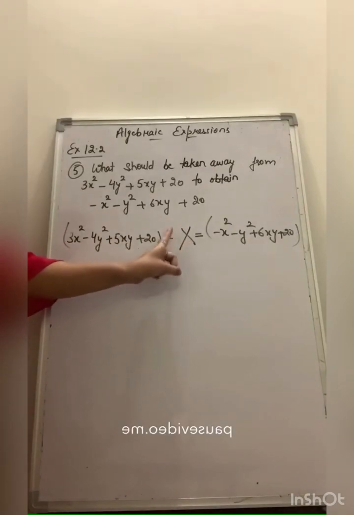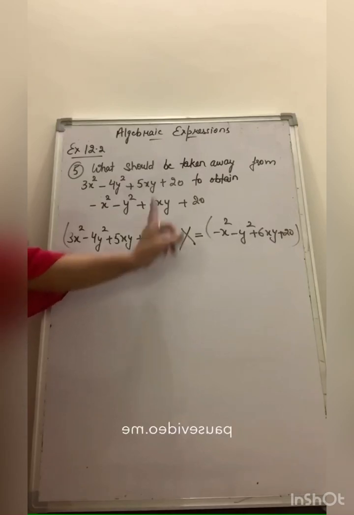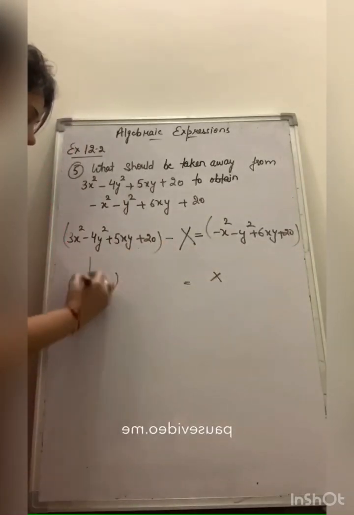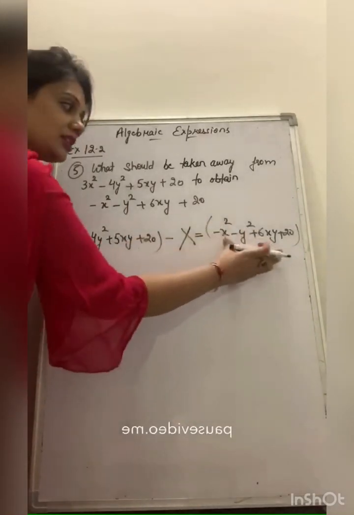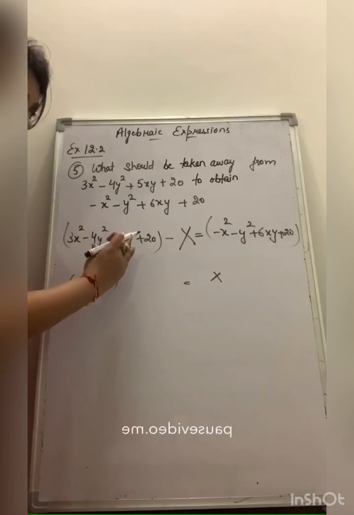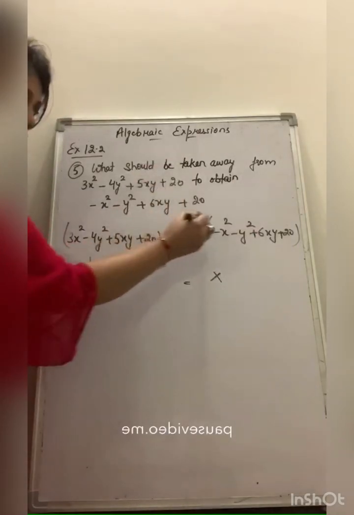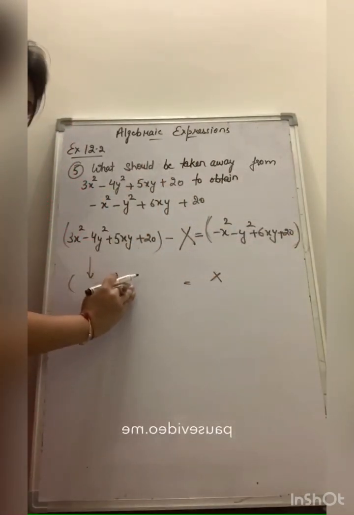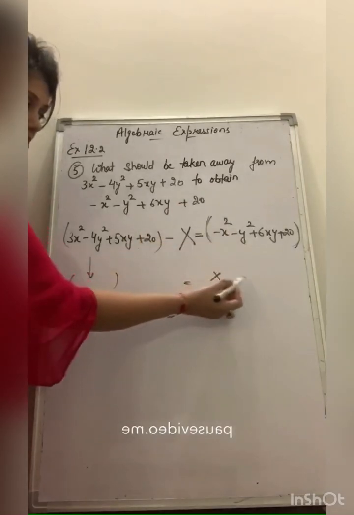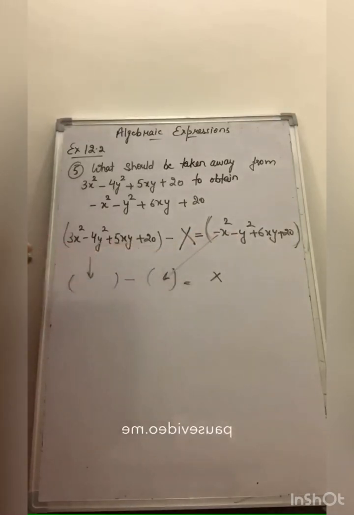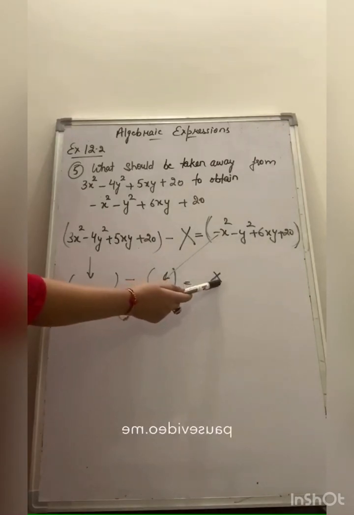This is minus x. When I take this minus x to the right hand side, it will become plus x. This is this expression. And when I bring this algebraic expression on the left hand side, it will be subtracted. All the terms in this algebraic expression will be subtracted, and this x will go on the right hand side. So it means whatever expression we get after the subtraction, that is our required answer.